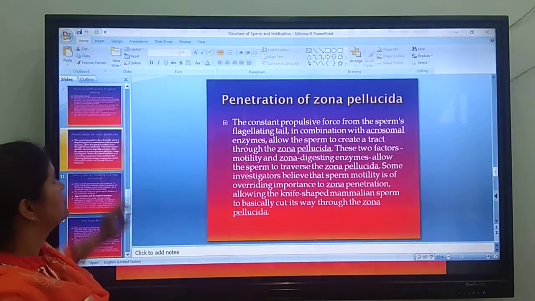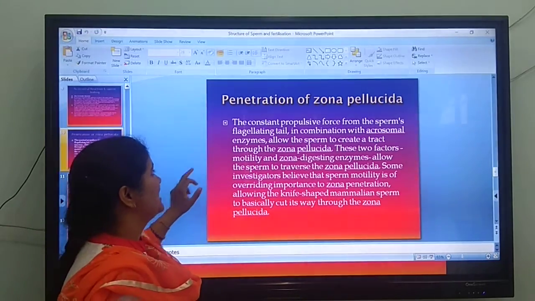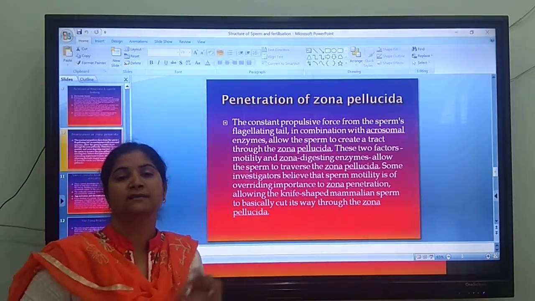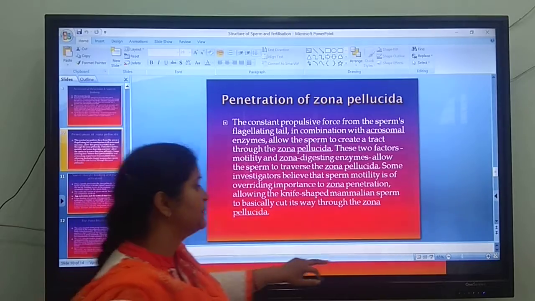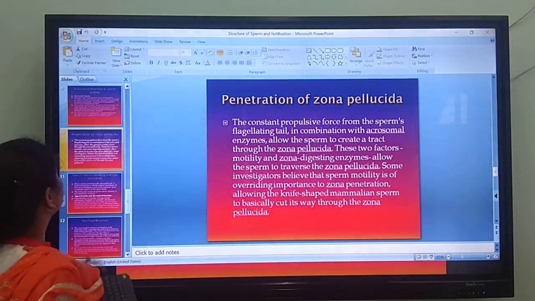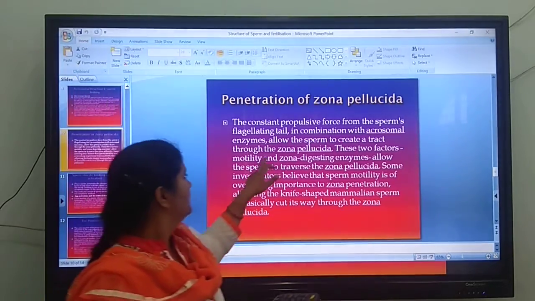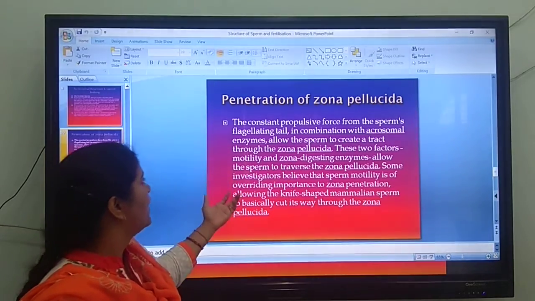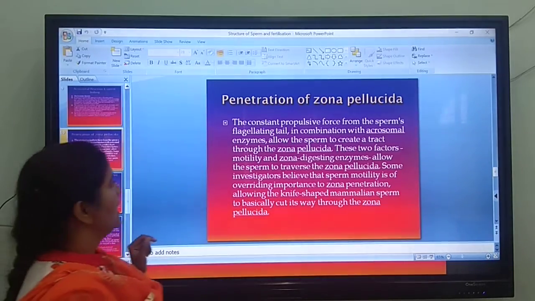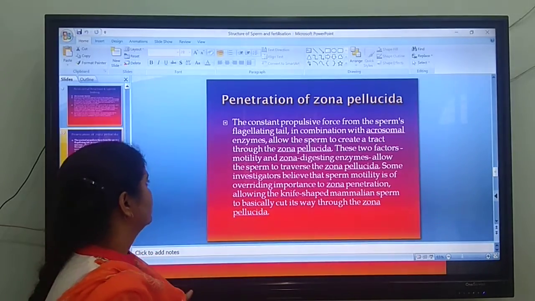Now, penetration of the zona pellucida. The constant propulsive force of the sperm's flagellating tail, in combination with acrosomal enzymes, is needed; both things are necessary. The propulsive force from the middle piece and tail makes the sperm go ahead, and the enzymes released from the acrosome head help as well. Both are responsible for allowing the sperm to penetrate the zona pellucida.